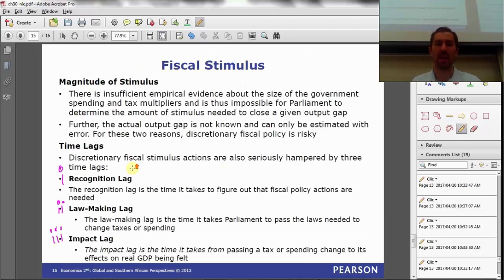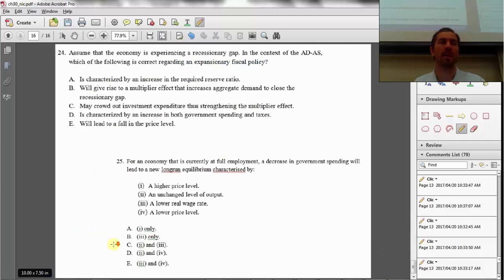And that's basically the end of our fiscal policy stuff. The way that we can address these lags, in other words, there is another kind of policy that we can use that doesn't have these kinds of lags, and that is monetary policy. Okay? And that's the next chapter.